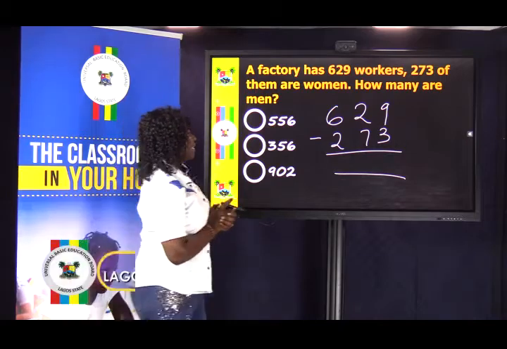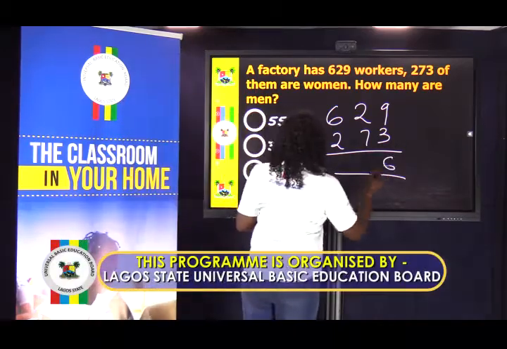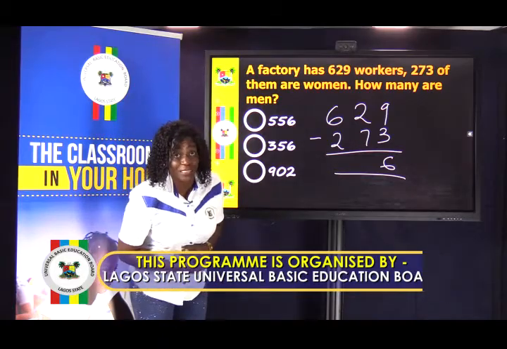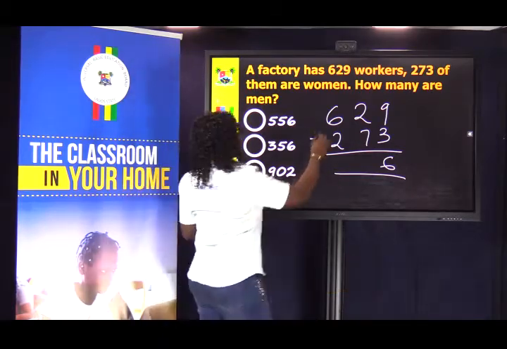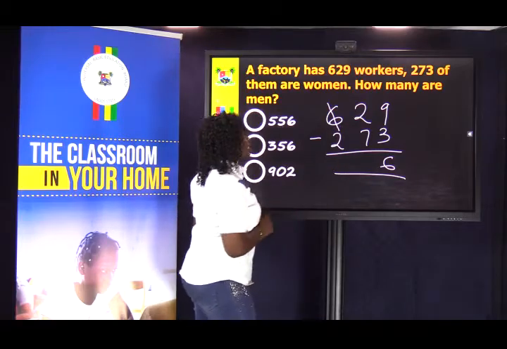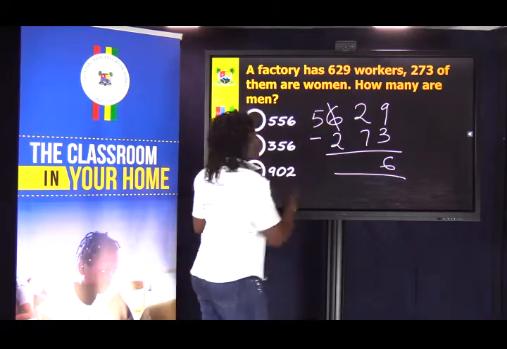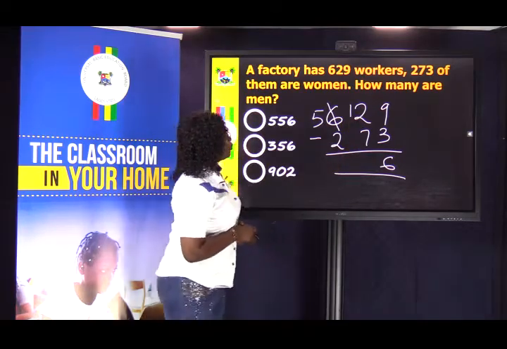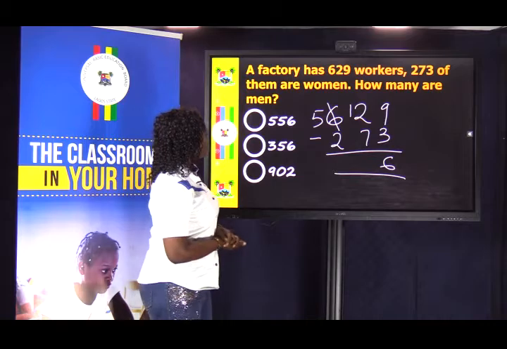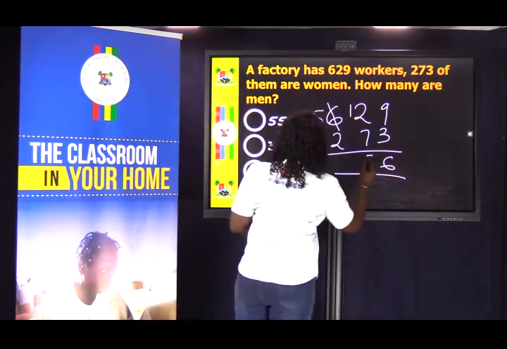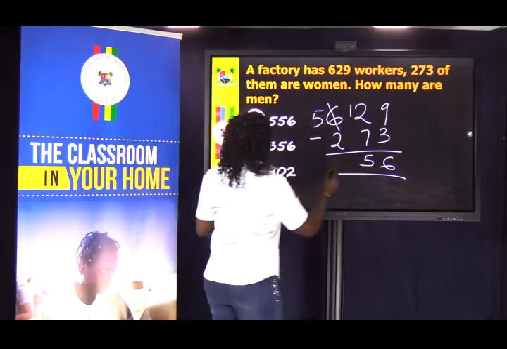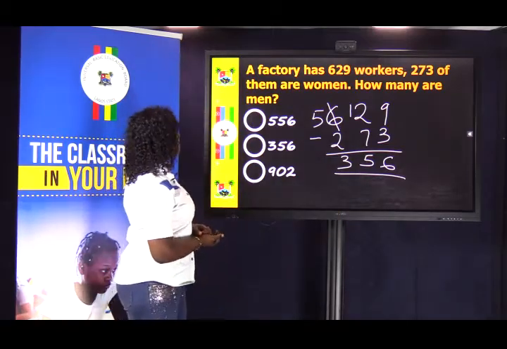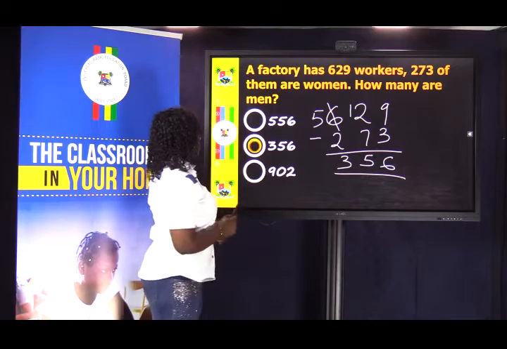Okay, let's do it together. 9 take away 3 is 6. 2 take away 7. Did I hear you say impossible? Good job, you. Yes, so you borrow 1 from 6. 6 remains 5. You write it down immediately. Then you bring the one which you have borrowed and put it beside 2 to make 12. 12 take away 7 is 5. And 5 take away 2 is 3. So we have 356 men in the factory.